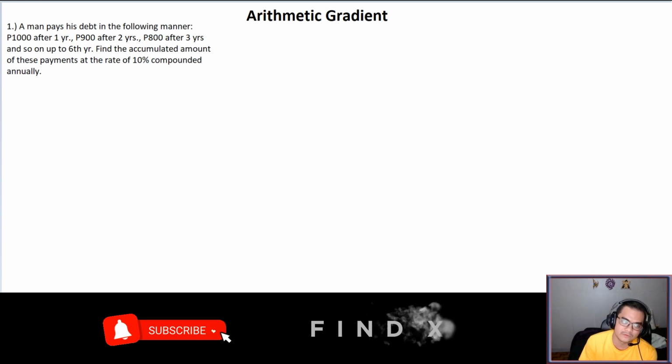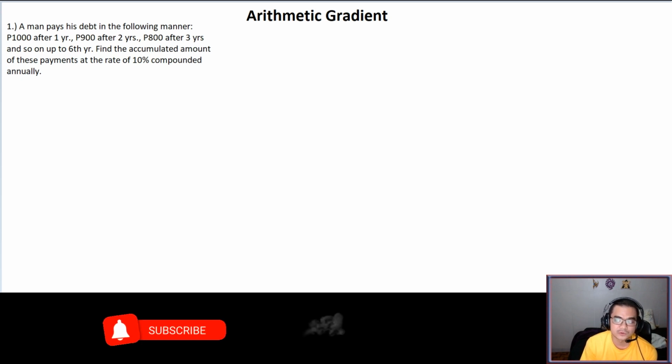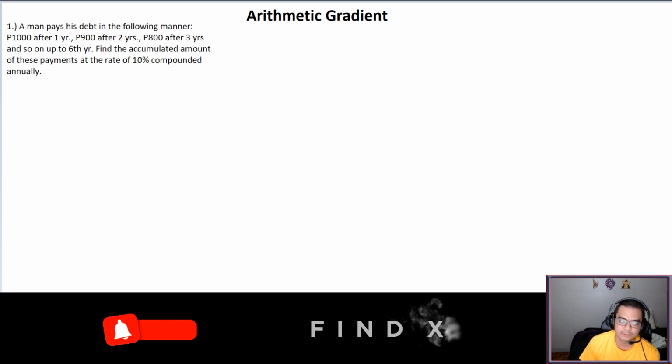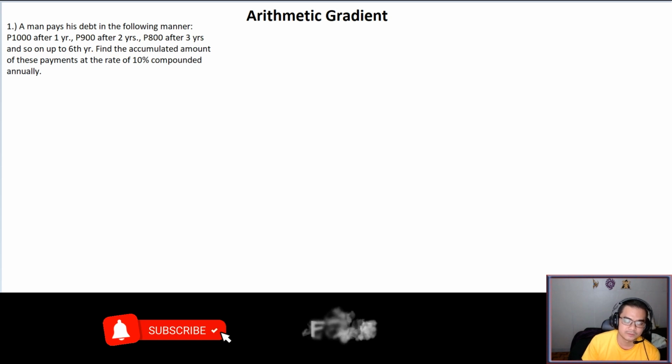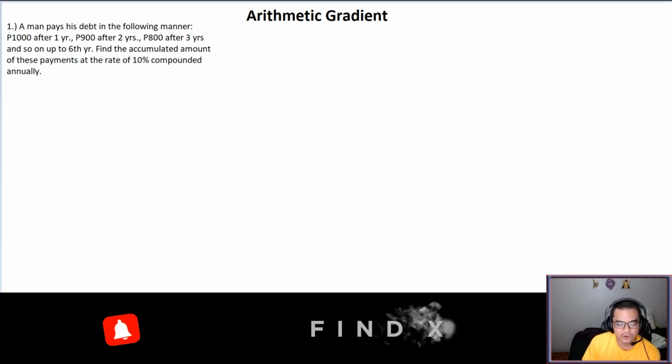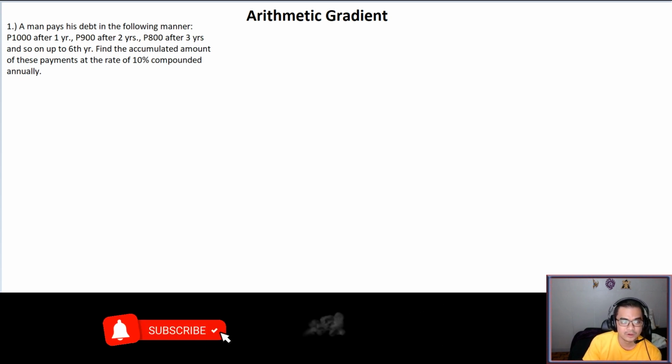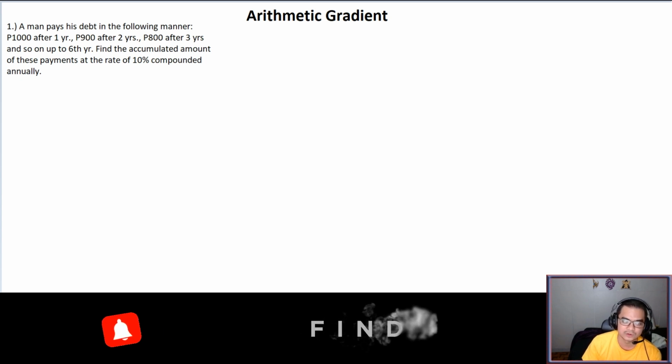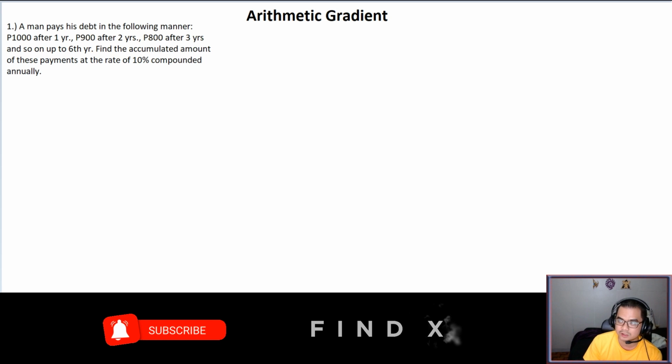Now we have our first example, which is: a man pays his debt in the following manner. 1,000 after 1 year, 900 after 2 years, 800 after 3 years, and so on up to 6 years. Find the accumulated amount of these payments at the rate of 10% compounded annually. Now we are asked to find the accumulated amount. First, we have to know where the focal date is. As you can see, find the accumulated amount, so most probably the focal date will be the last year. For this example, the last year is the 6th year. Therefore, our focal date will be year 6.